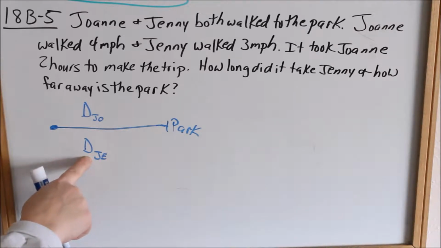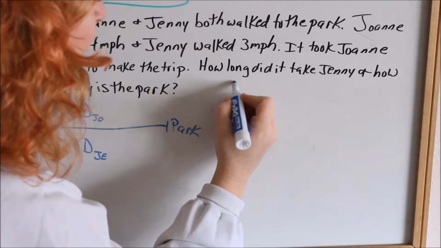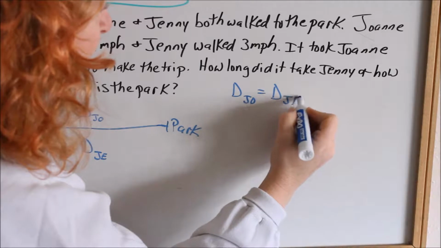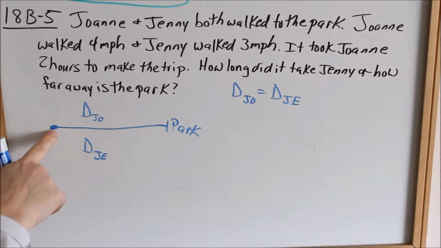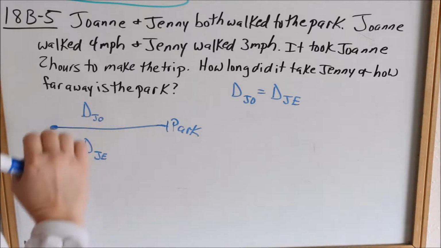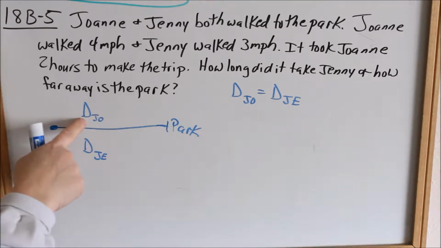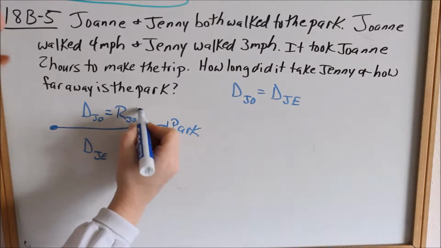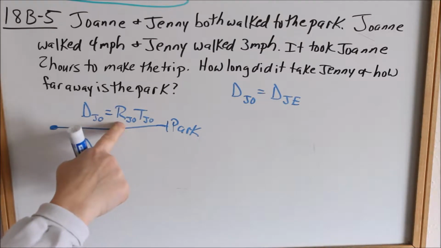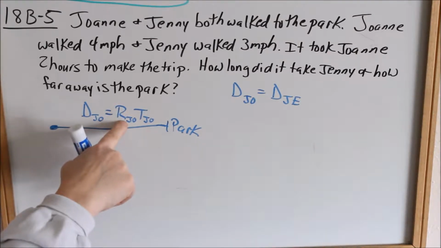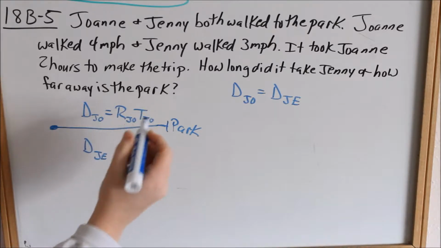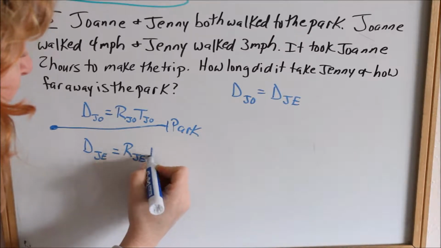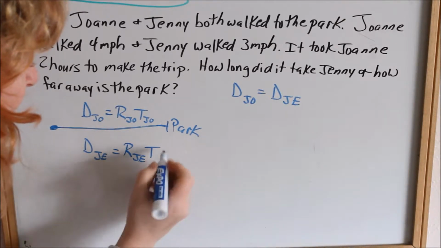And we know that their distances are equal to each other. So I'm going to go ahead and say that Joanne's distance is equal to Jenny's distance. Because they went the same distance. They both started at the same place and they both ended at the same place. Okay? But what do we know about Joanne's distance? We know that it equals the rate times time that Joanne went. So I'm going to show it like this. Joanne's distance equals the rate she went times the time she went. The same is true for Jenny. Jenny's distance equals the rate she walked times the time she walked.